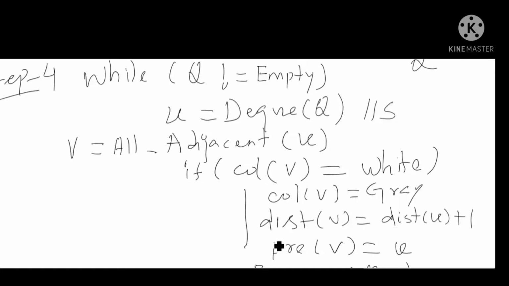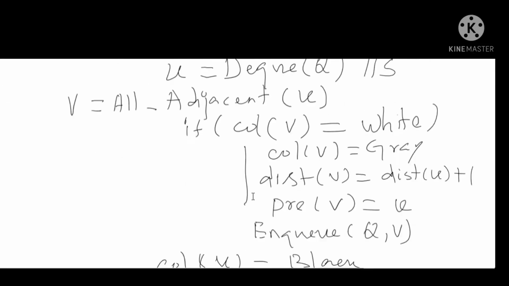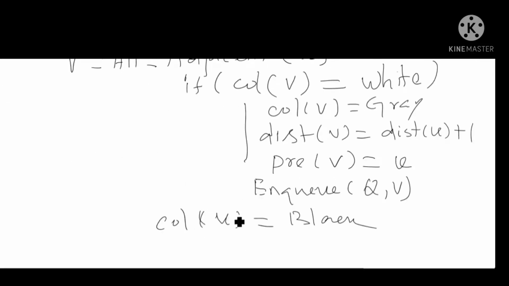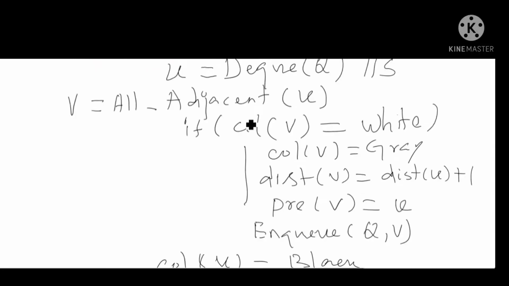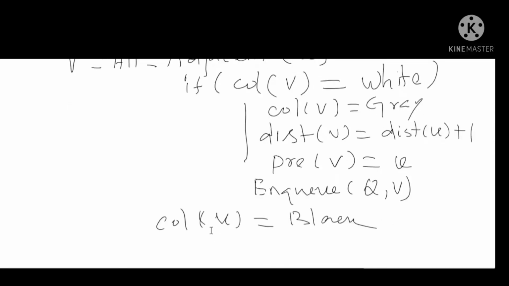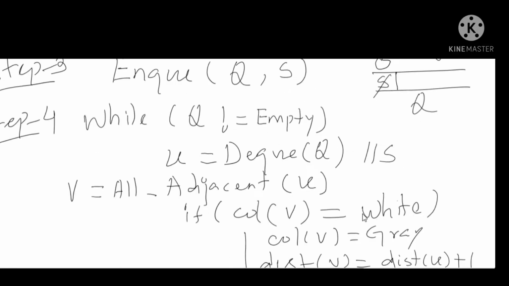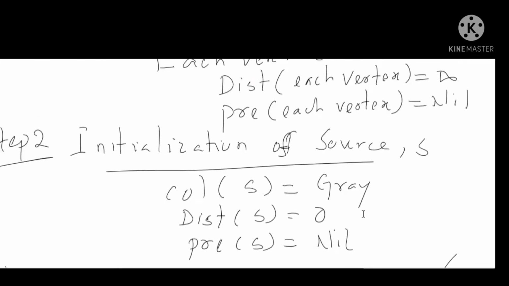The three parameters will be processed provided the current adjacent vertex v has the color white. Otherwise, you do not process. If this condition fails, then what will happen? Immediately you change the color of u to black, because we are not able to find an adjacent vertex whose color is white. Whenever there is no more adjacent vertex with white color, the color of u is changed to black. That is the algorithm behind breadth-first search.